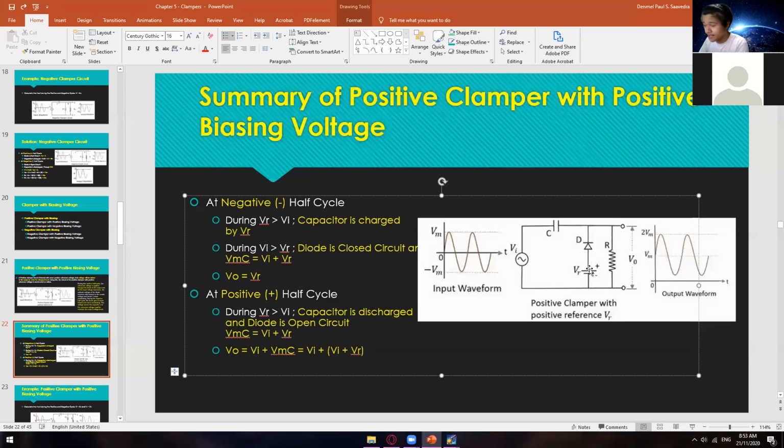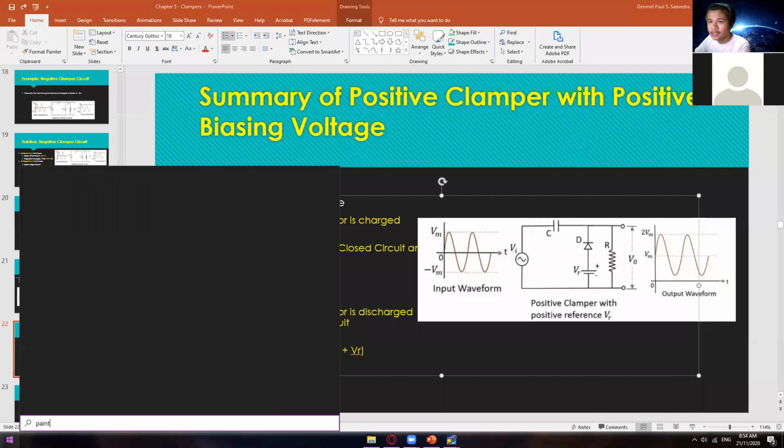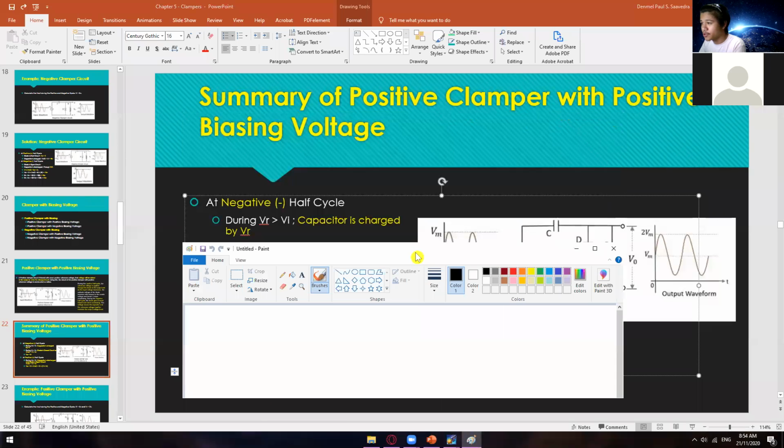If that's the case, then it will be able to be charged by our reference voltage or bias voltage. So positive is connected to positive and negative is connected to negative. So this one will become forward biased in that kind of scenario wherein V sub R is greater than V sub I. So how did that happen? Let me just give you a short demo.